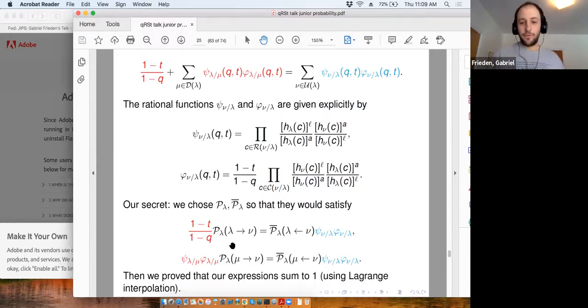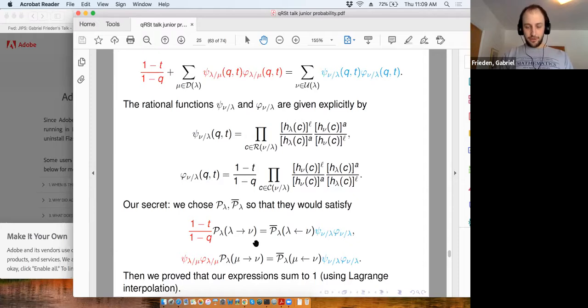And we did that using Lagrange interpolation. And then after the fact, we looked at these probabilities and realized that they were related to this hook walk. But I sort of told the story in reverse. We didn't start with the hook walk. We started with these formulas, and then it turned out that they could be thought of as coming from a QT hook walk in this case. But in this case, they're a little bit more mysterious.